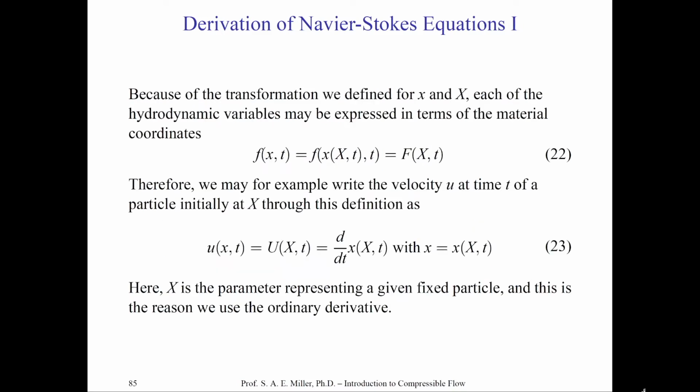Due to the Jacobian transform, we have therefore defined some kind of relationship between little x and big X, which is the starting and ending position of the fluid parcel. And each of the hydrodynamic variables we'll try and express in terms of the material coordinates, which of course are a function of the deformation of the Euclidean space.